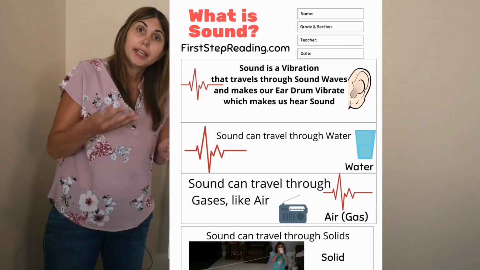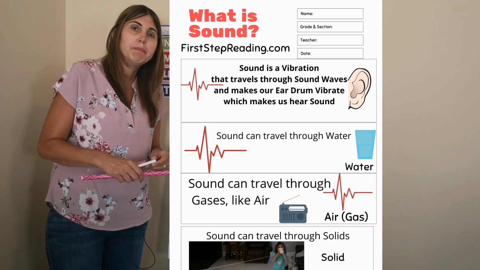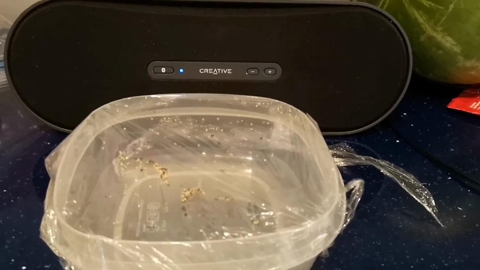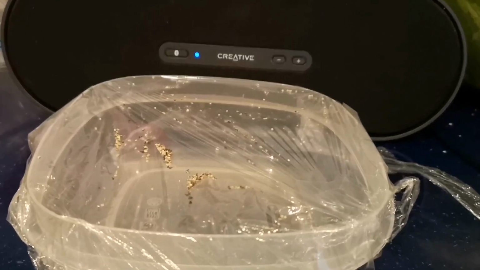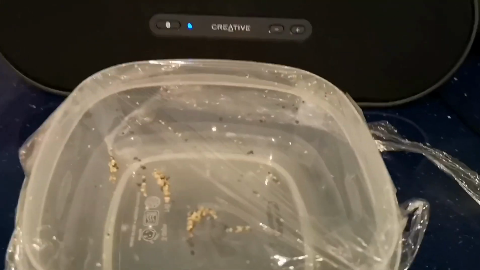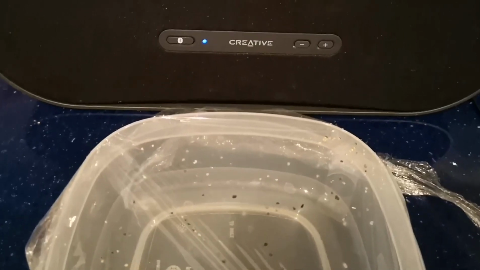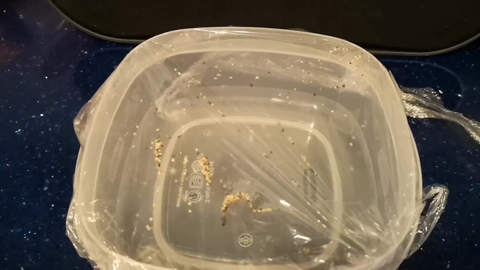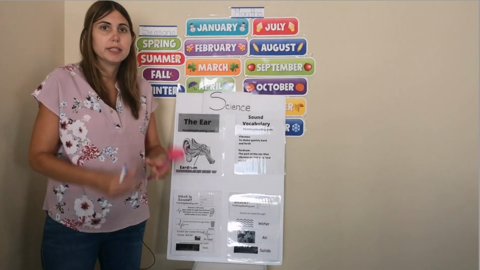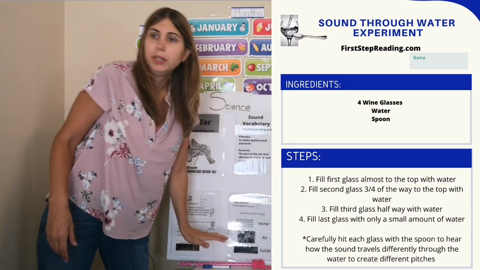Sound can travel in liquids like water. It can travel in gases like air, right? We had the experiment with the pepper, and we saw that the pepper moved up and down next to the radio. Experiment on Tuesday, and it could travel through solids like the rope when we made the telephone wire. So today I'm going to show you how it can travel through liquids like water.